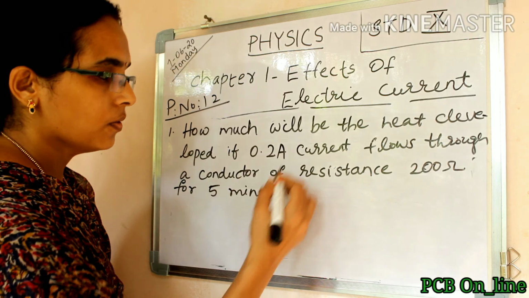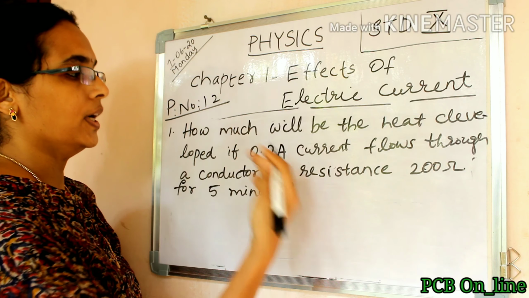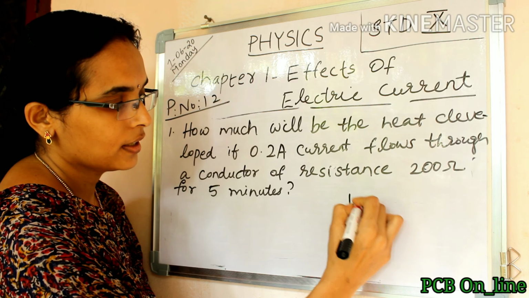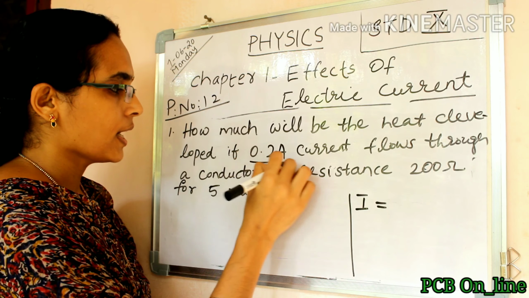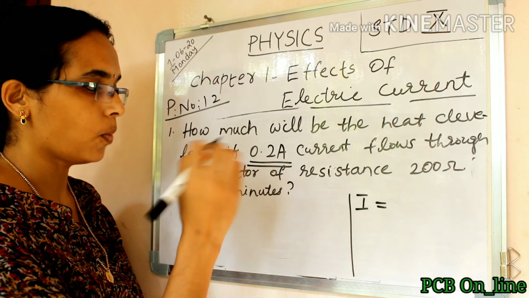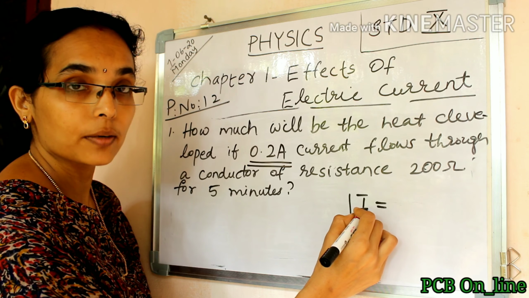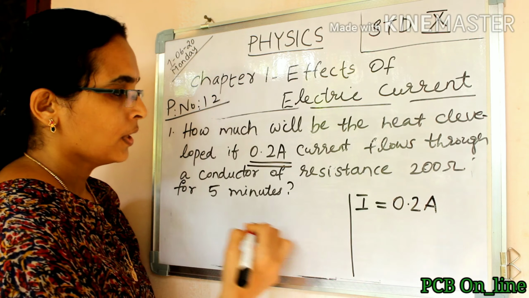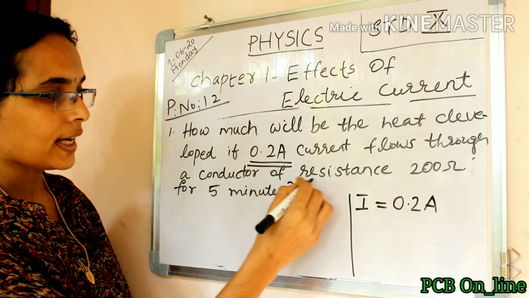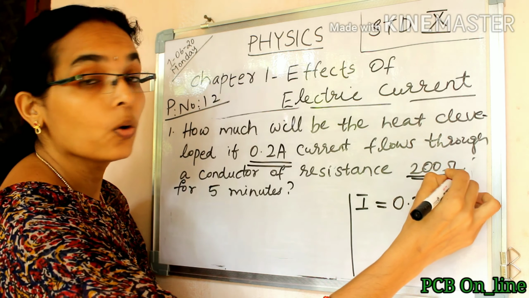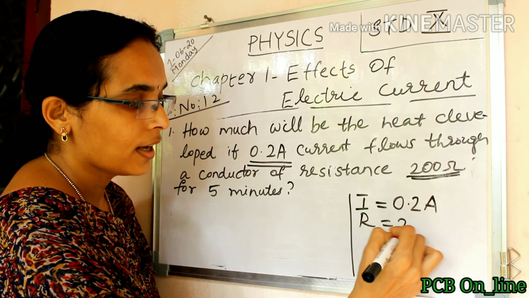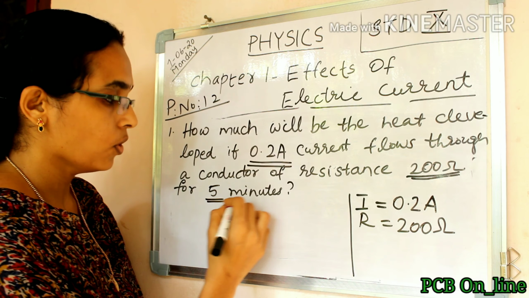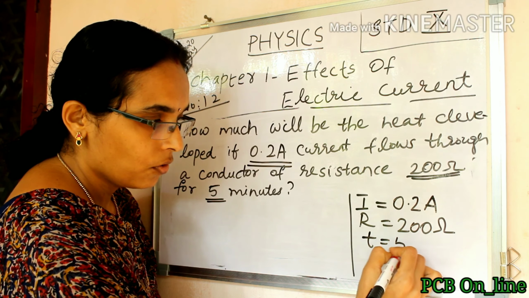Now, first we have to write the data given in this problem. That is, what are the factors given? Current. A current of 0.2 ampere, that means current is denoted by I. That is I is equal to 0.2 ampere. Now what is the next data given? It is a conductor of resistance 200 ohm. That is R is given as 200 ohm. Now time also is given for 5 minutes. T is equal to 5 minutes.